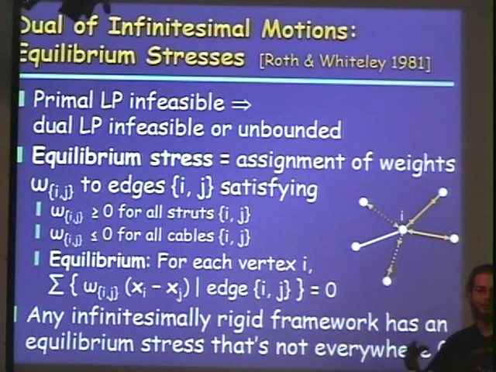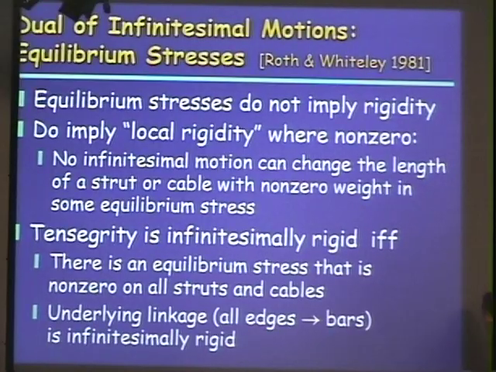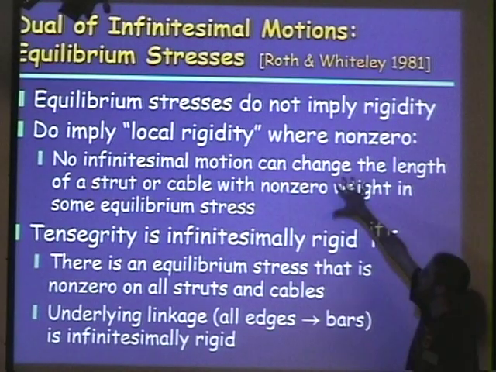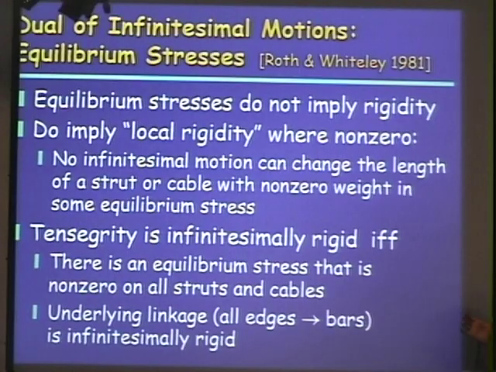So an equilibrium stress is like the edges are pushing and pulling, and yet nothing's actually moving. So that sort of feels stuck. Okay, it doesn't actually imply rigidity, but it implies that at least a piece of the linkage is rigid. So what an equilibrium stress somehow tells you is this local rigidity. And one way to formulate that is this theorem that if you have a stress that is non-zero on a strut or non-zero on a cable, then every motion preserves the length of that strut or cable.